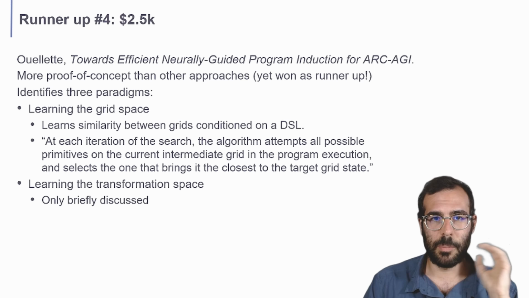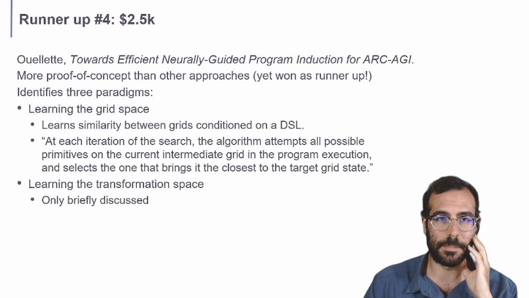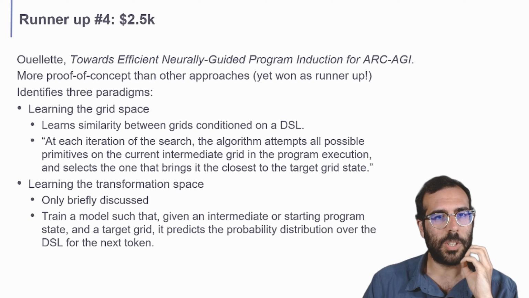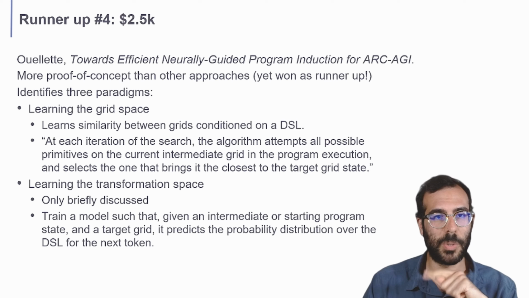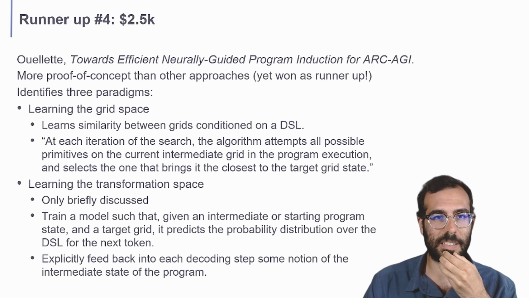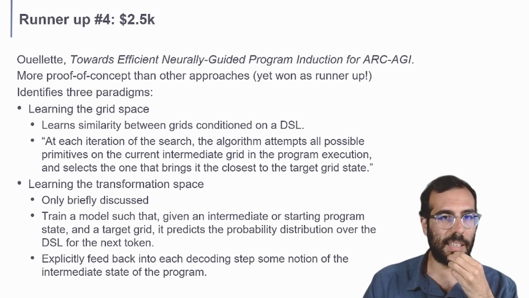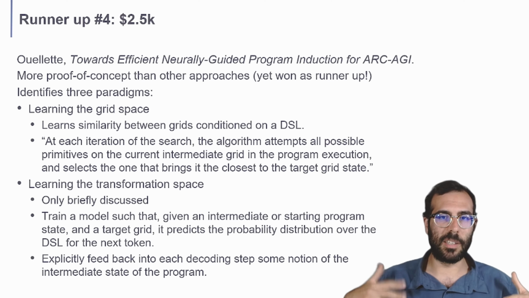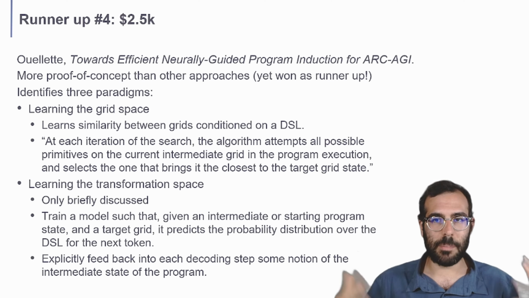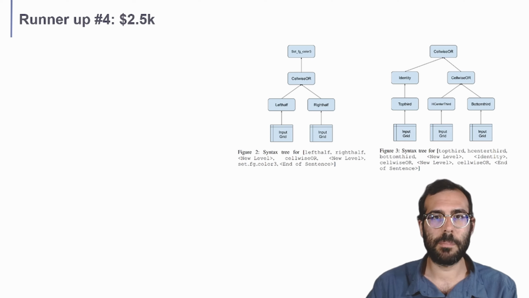This is discussed only briefly. It's kind of more experimental. You train a model such that, given an intermediate or starting program state and a target grid, it predicts the probability distribution over the DSL for the next token. And this explicitly feeds back into each decoding step some notion of the intermediate state of the program.